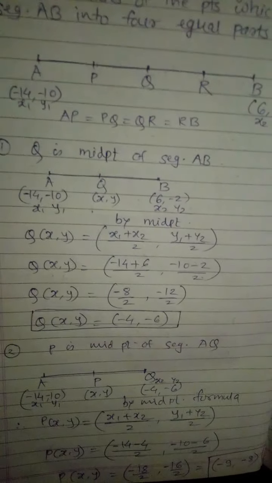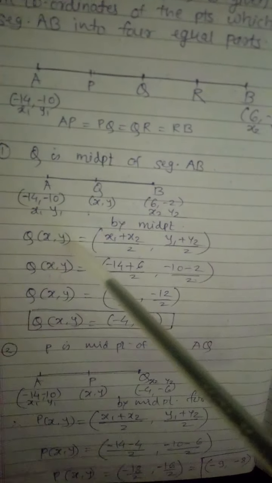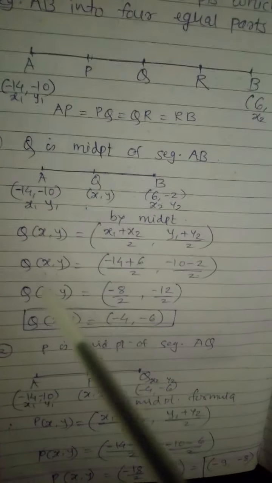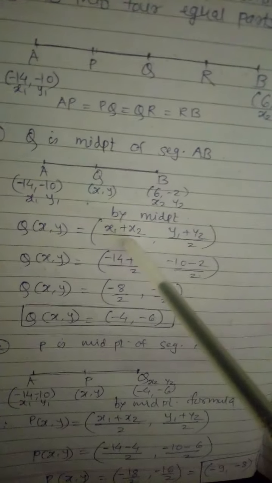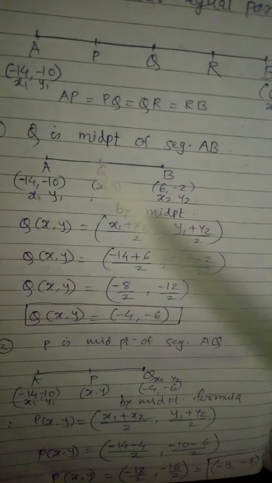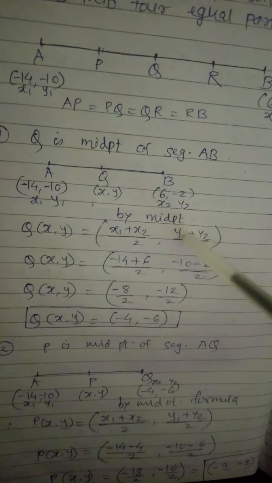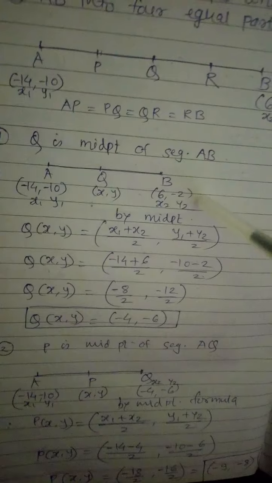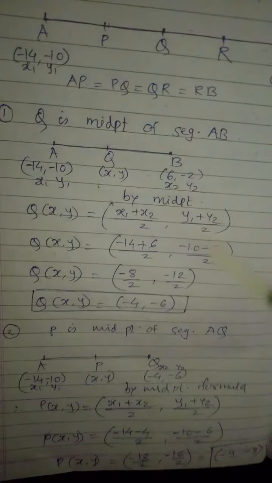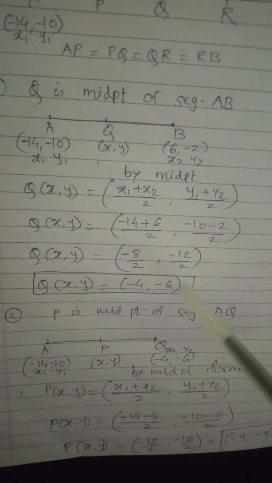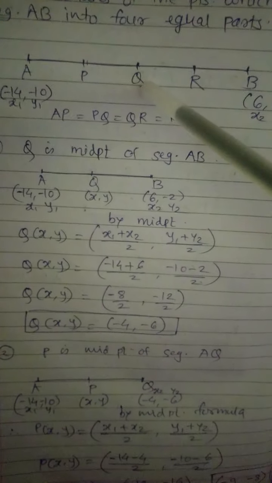So by using the midpoint formula, Q(x, y) is equal to ((x1 + x2)/2, (y1 + y2)/2). Just put down the values of x1, x2. So x1 is -14, x2 is 6, upon 2. Again y1, that is -10, plus -2, upon 2. And by solving we get the coordinates of Q are (-4, -6). So here we get -4 and -6.